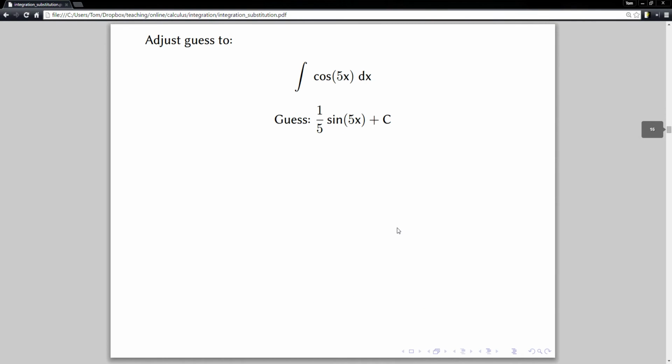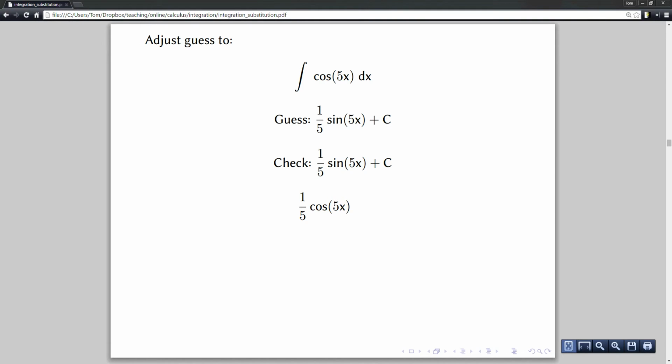Okay, so I'm going to adjust my guess to 1/5, right? Remember I had a 5 in there, and when I checked, I didn't really want that 5 in there. So I'm going to put a 1/5 out in front, okay? And because of the way that the constant multiple rule works, it will get rid of that 5 there for me. So when I go to check, I'm going to use the constant multiple rule.